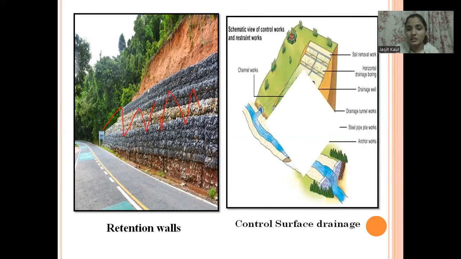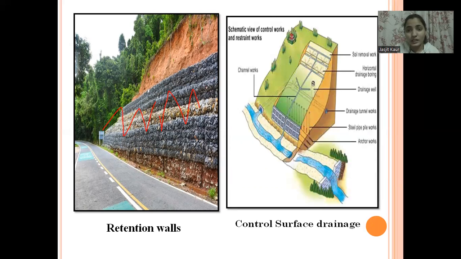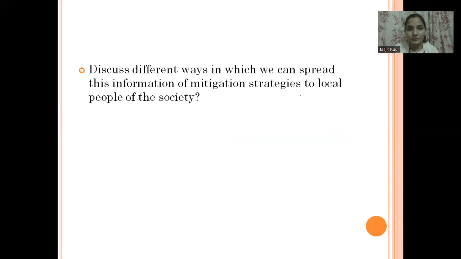And the second one is control of surface drainage. We can build different pipes over the surface. Whenever heavy rainfall takes place, the flow of water comes down to the bottom through these pipes only. This will control the flow of water, and the top layer of the soil will also be saved, and this will prevent the landslide from happening. So these are the different ways in which we can prevent landslides from taking place.